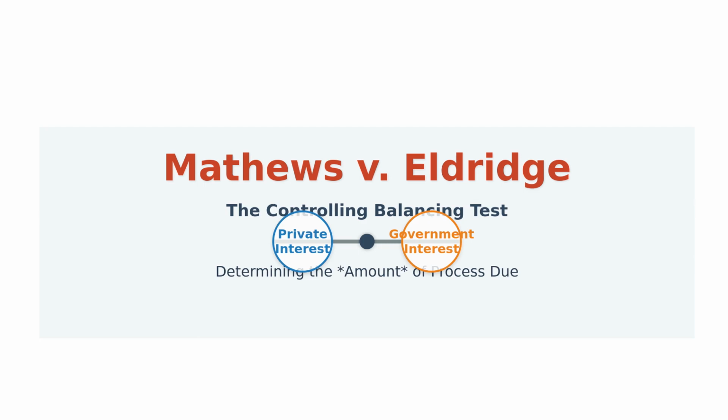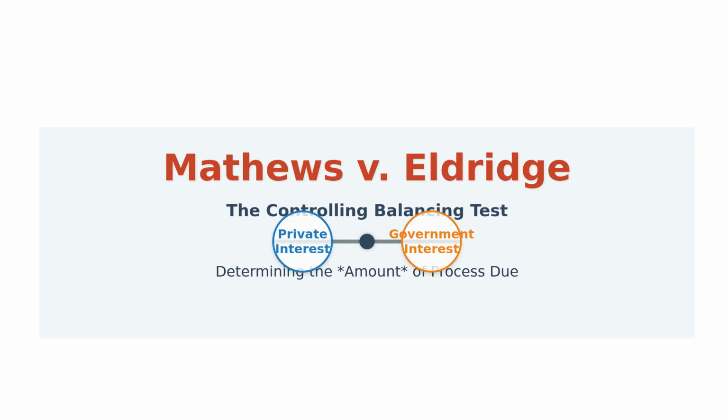We establish that notice and a meaningful hearing are the constitutional flaw. But how much process is enough? The answer is not static. The Supreme Court recognized that requiring a full trial-like hearing before every minor deprivation would cripple government administration.